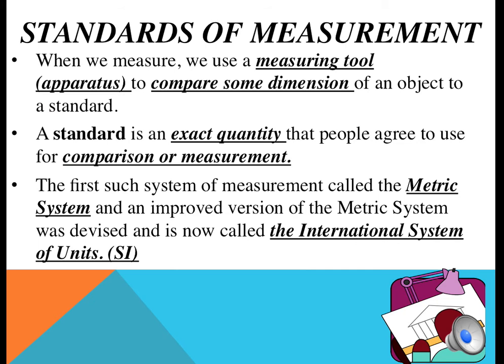These units come from standards of measurement. So when we measure, we use a measuring tool or apparatus, and we compare some dimension of an object to a standard. The standard is an exact quantity that people have agreed on to use for their comparisons and measurement. The first such system of measurement was called the metric system, and an improved version of the metric system was devised and is now called the International System, or the SI system.